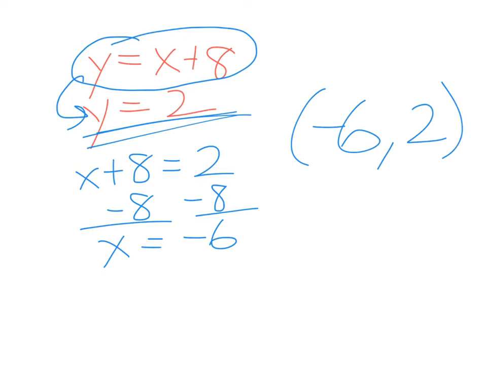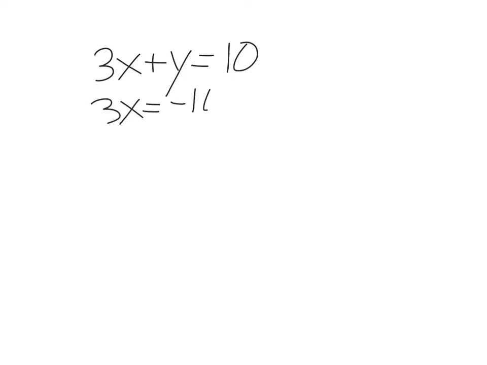Now, take a look at this one. And this one gets a little bit trickier for multiple reasons. But let's talk about it. 3x plus y equals 10, and 3x equals negative 10 minus y.